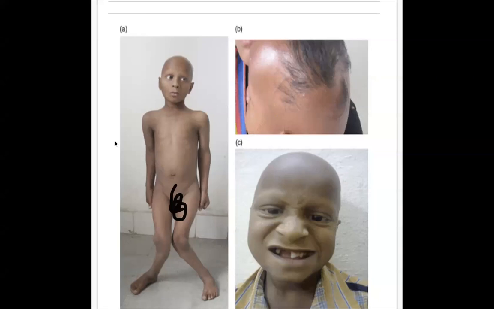Then I will proceed. I will check the back to look for any hyperextensibility, like whether he can touch the floor with the hand. Yes, he can touch the floor with his hand. Any kyphoscoliosis on the back? Mild scoliosis. Okay, then I will tell him to lie down on the bed and do all the movements at the hip, knee, and ankle.